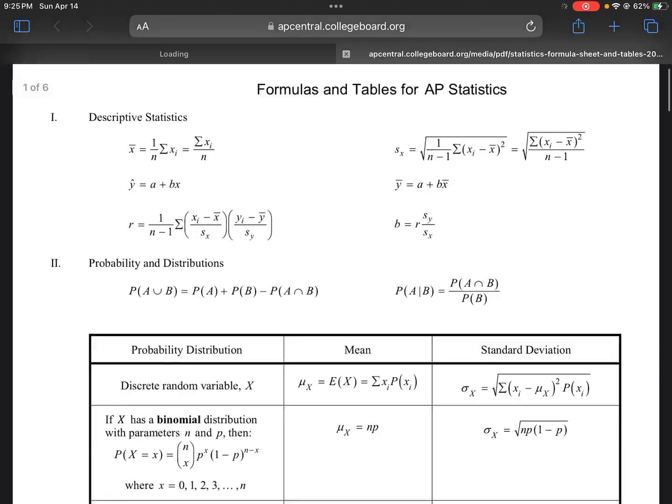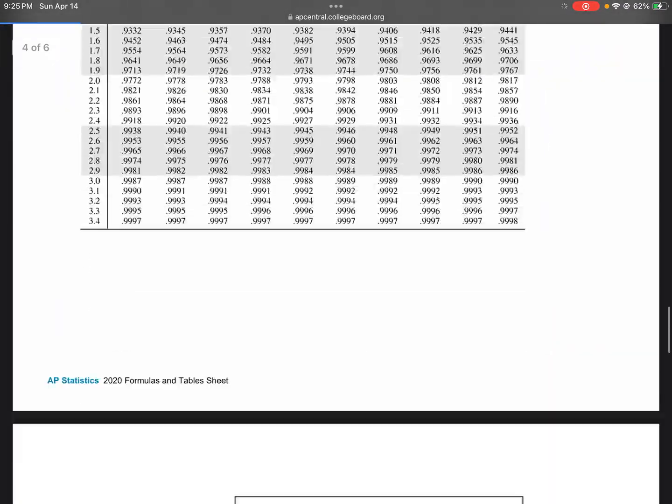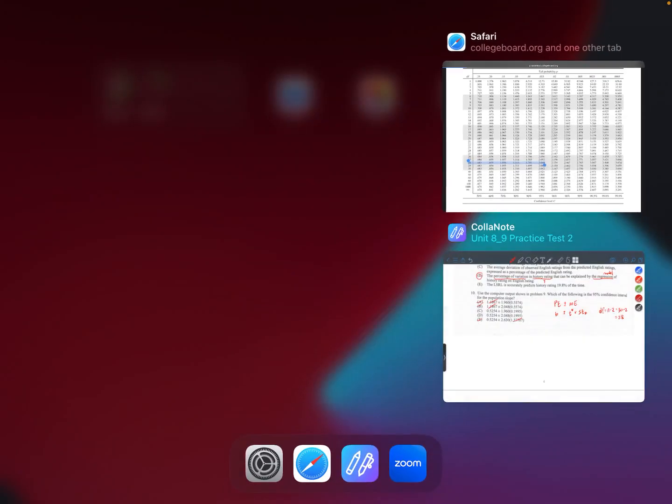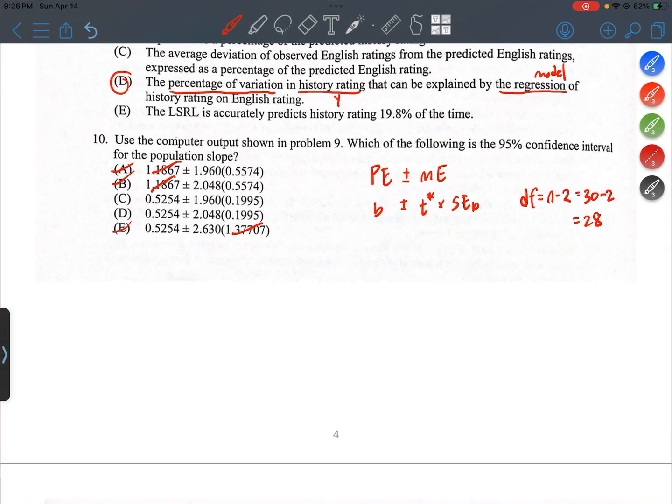So let's go to our table here. 28 degrees of freedom, 95%, so we're looking at 2.048. All right, which is choice D.